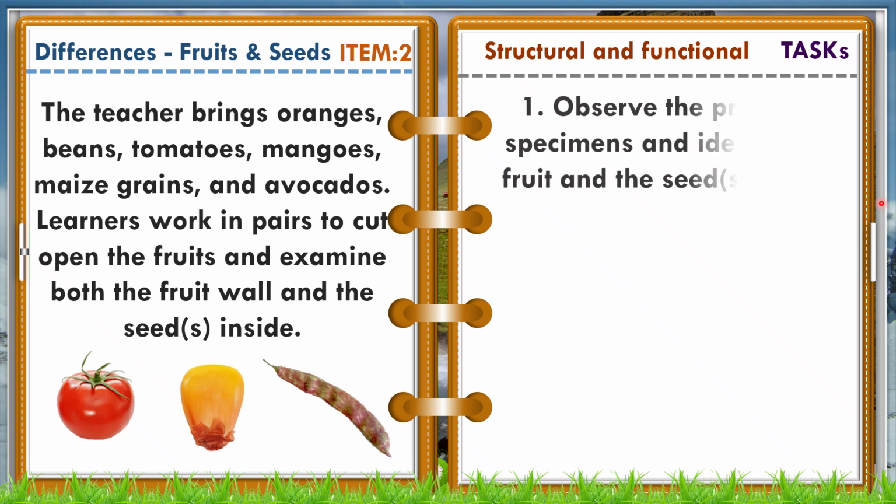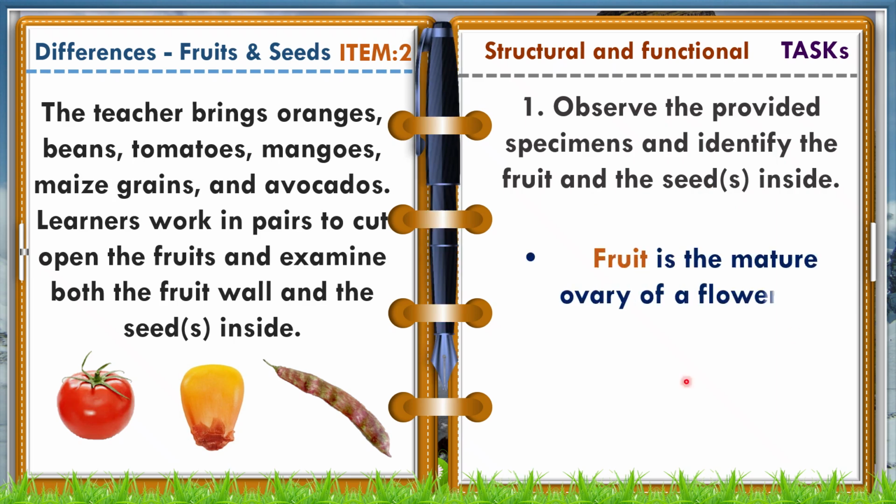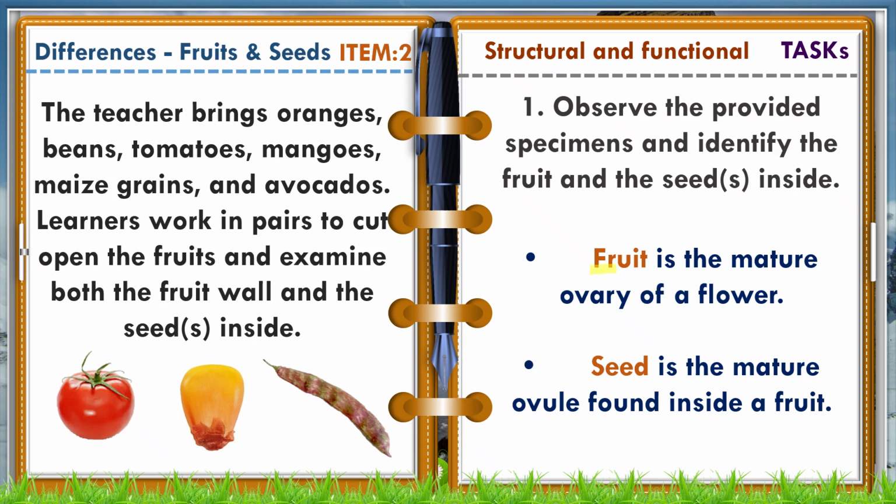Tasks. Observe the provided specimen and identify the fruit and the seeds inside. A fruit is the mature ovary of a flower, and a seed is the mature ovule found inside a fruit.